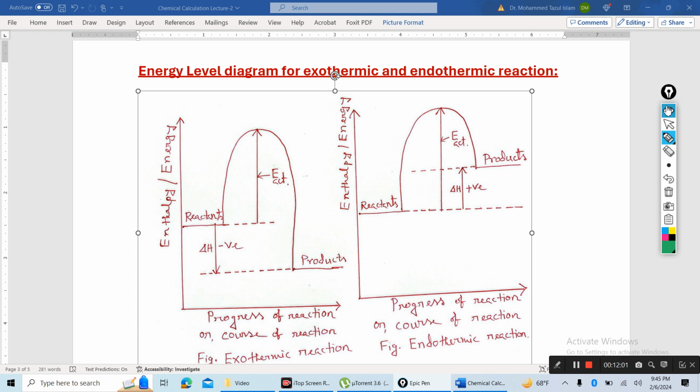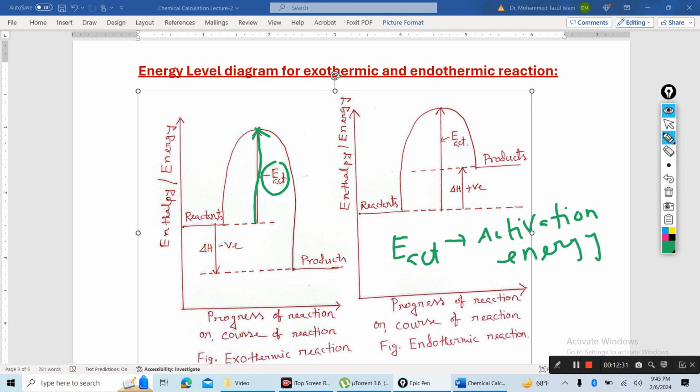Okay, now you will know what is E-act. E-act means activation energy, or enthalpy. What is activation energy? To start a reaction, the minimum amount of energy required is called activation energy.